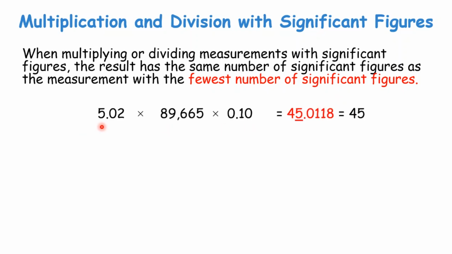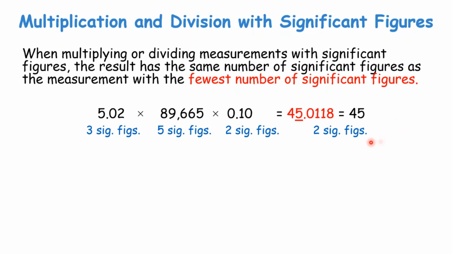Let's take a look at this. 5.02, 3 sig figs. This one, 5 sig figs. And this one, 2 sig figs. So therefore, in the final answer we should keep 2 sig figs, because that matches here. That's the fewest number of significant figures. All right. Your calculator will most likely give you 45.0118 or maybe even more digits.